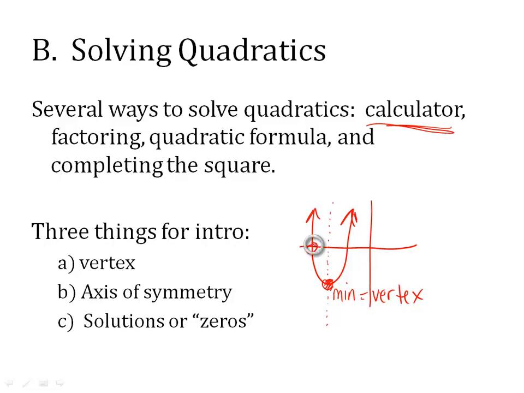That is the point, the xy coordinates, where it crosses the x-axis. Those are my zeros. Minimum or maximum is my vertex. Axis of symmetry has to do with the vertex. Zeros or solutions are where it crosses that x-axis.